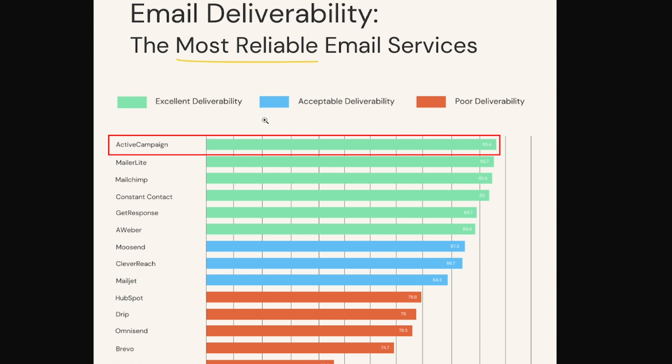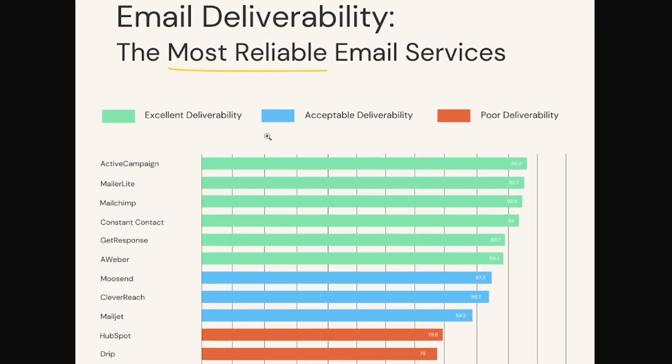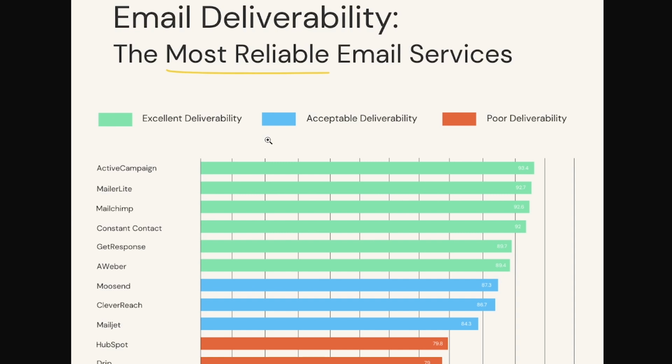ActiveCampaign has a 93.4% score, which is the highest score from testing. Constant Contact has a 92% score, which is also up there with the very best, so you don't have to worry about your emails getting stuck in the spam folders. So in my opinion, you can't go wrong with either of these options.